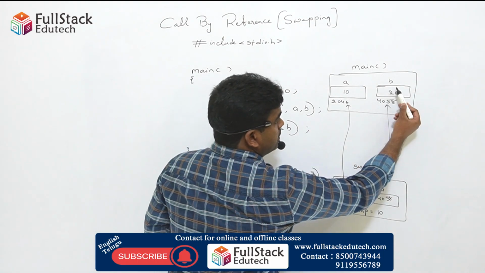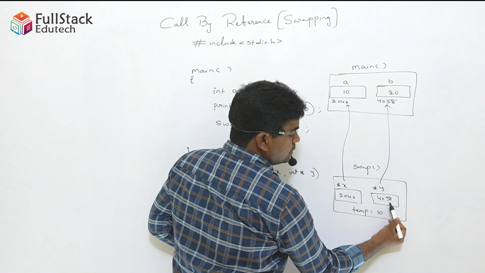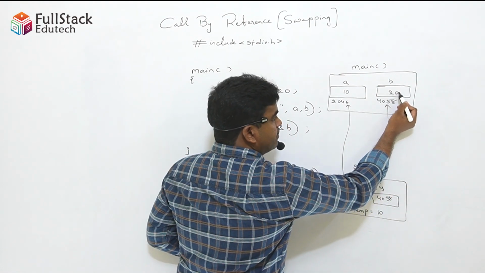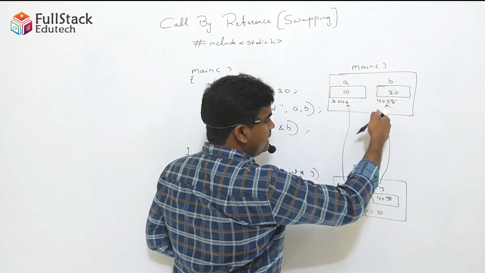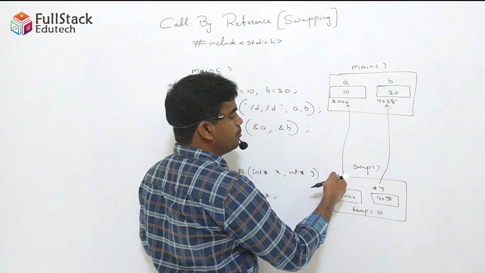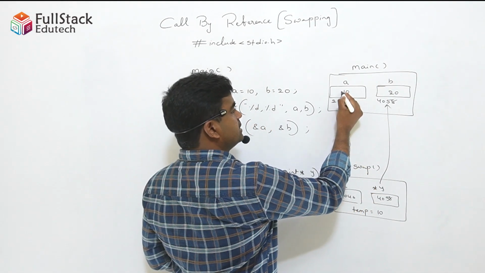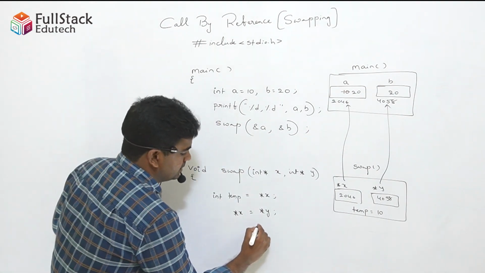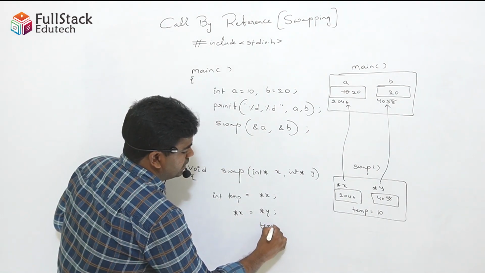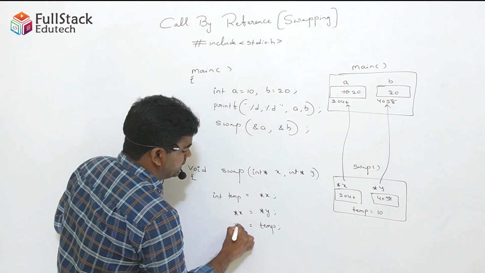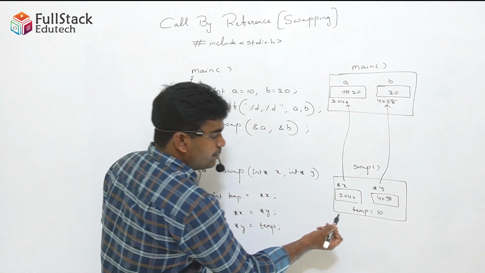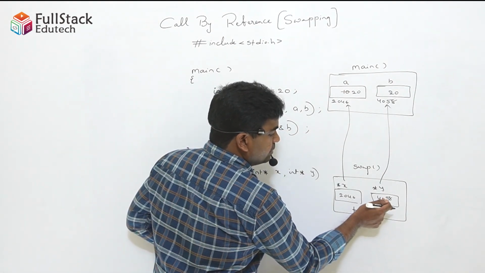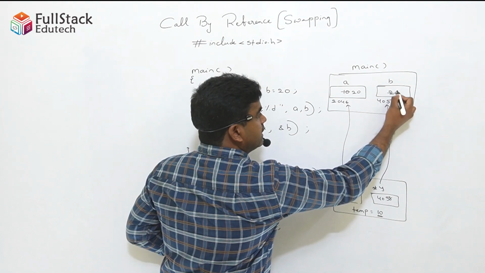Next, into pointer x, we are storing the pointer y value. Look at this: y is 4058, and pointer y means 20. The 20 will come and be stored into pointer x, that is, this location. Here the value will change. Next, the temp value will be stored into pointer y. What is the temp value? 10. It will be stored into pointer y. Here, 10.